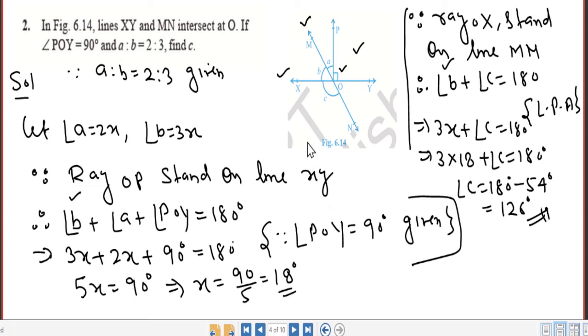Clear? Tell me. To find angle C, we can also sum up angle A and angle POY, 90 degree. This is a vertically opposite angle. Clear? So you can find it any way. It is not a restriction. Which way you like, you can prove it. In geometry, whichever method you adopt, try it and solve this.